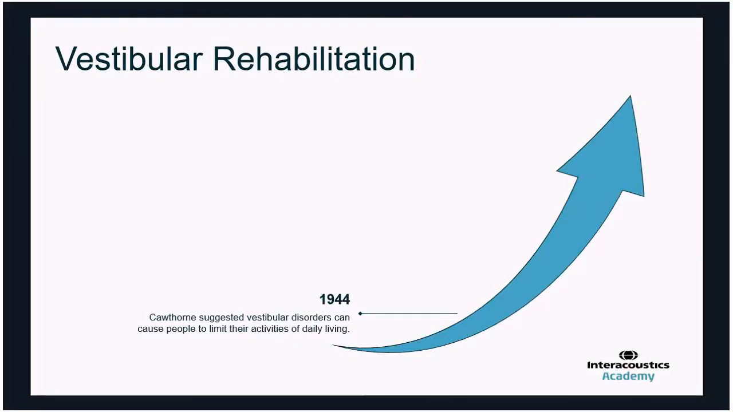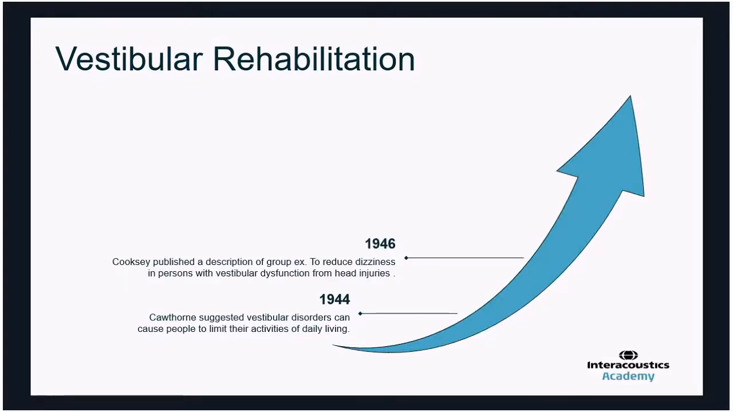And we're back in the 1944s here, and certainly moving forwards with Cooksey, who published a description of group exercises to help reduce dizziness in persons with vestibular dysfunction. They were looking at head injuries, but that really, I think one could say, is the birthplace of where we now see vestibular rehabilitation and treatment being started. And in fact, it's not unusual that we use modified versions of the Cawthorne-Cooksey exercises in helping patients with compensation and adaptation to vestibular dysfunction, even to this very day.